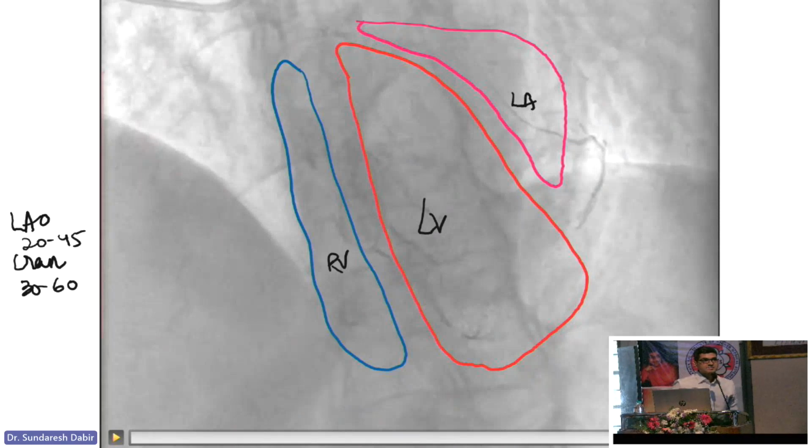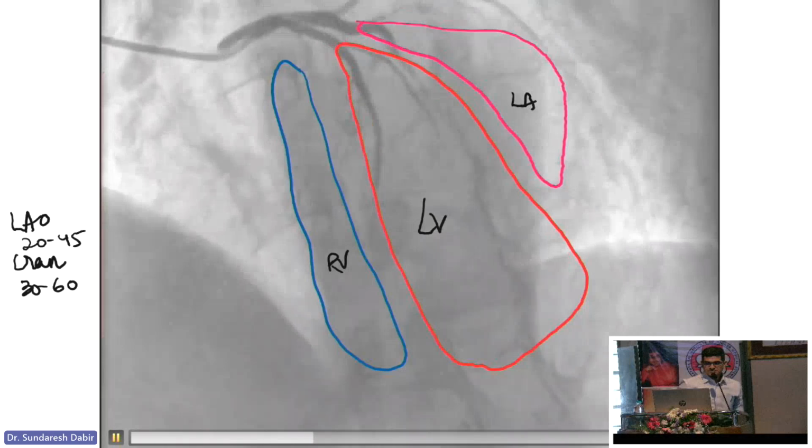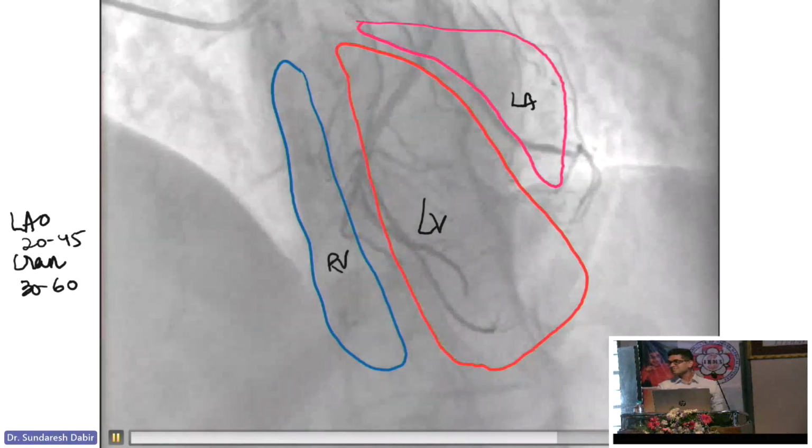What is about the LO thing? The answer to sir's question is in the video. Look carefully at the LCX. I'll play the LCX for you.